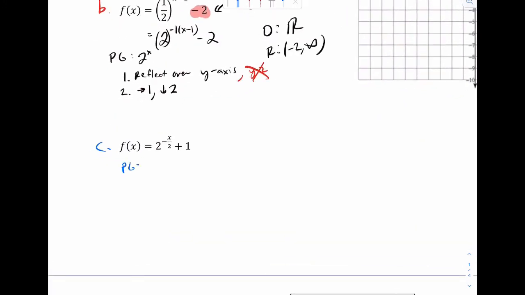Again, I can see my parent graph. That's 2 to the x. And then a couple of things are happening. Reflect over the x-axis, or sorry, over the y-axis again. If the negative were on the outside, that would be the x-axis. And then x times 1/2 is what a lot of you would write, right? Because it looks like a half. But remember that it's actually the reciprocal. This is x times 2. And then I see it up 1.